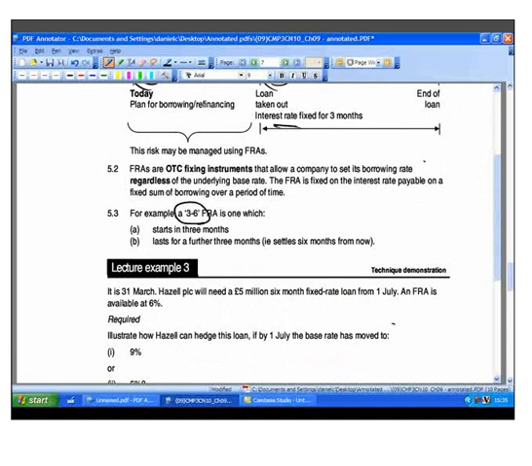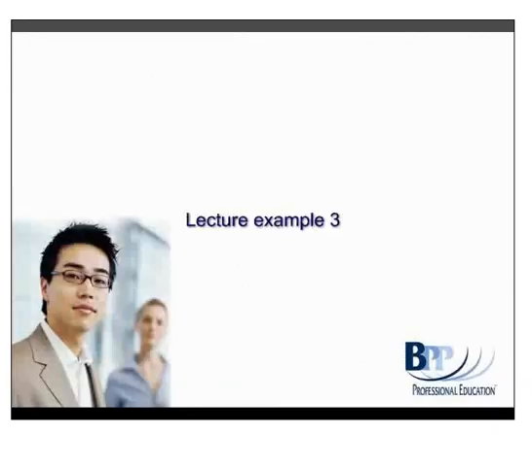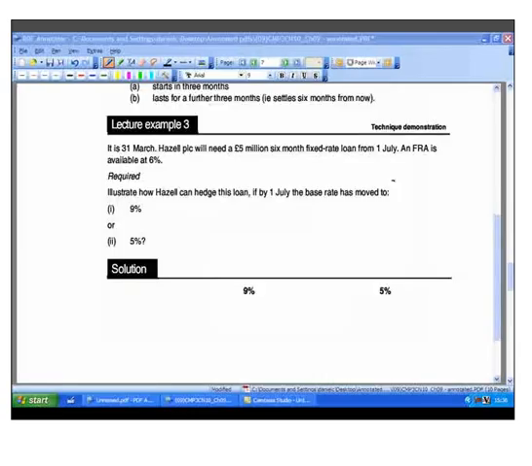Let's illustrate this briefly with some numbers, and I would stress you will not be asked to do these numbers in the exam, but the illustration might help you to understand how a forward rate agreement works. We've got a company that's going to need a £5 million 6-month fixed rate loan from 1st July. It's now 31st of March, and they can get a FRA at 6%. We'll illustrate what happens if, by the 1st of July, by the time they take out the loan, the base rate is either 9% or 5%.